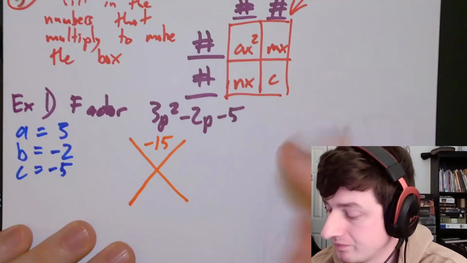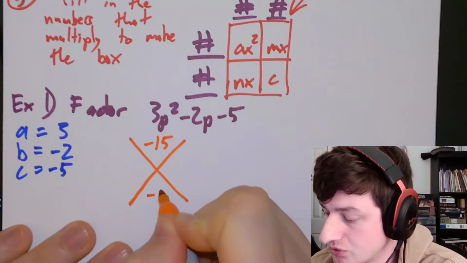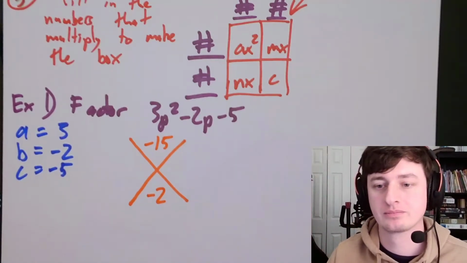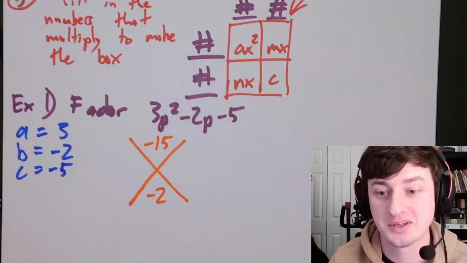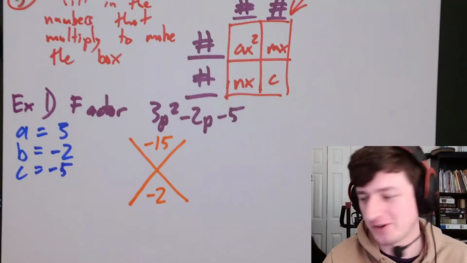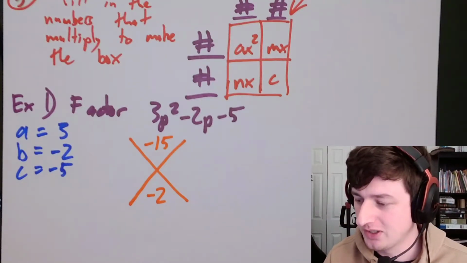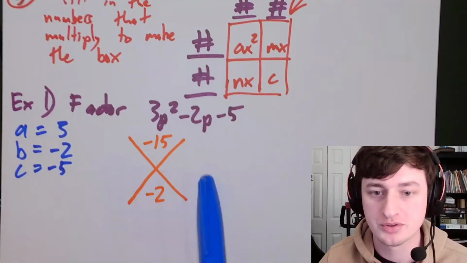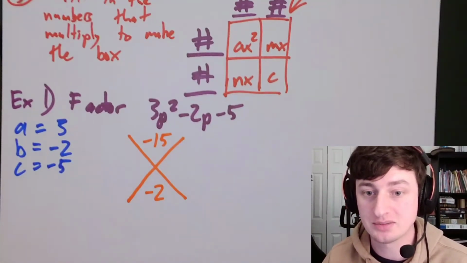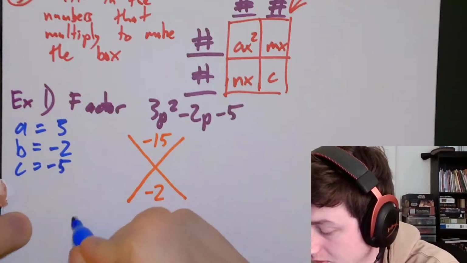And the bottom is -2. It's just B. I'm looking at this and I'm like, I did the notes right. We did this right. Great. Awesome. All right, so now we need to figure out what are these two numbers that multiply to make -15.